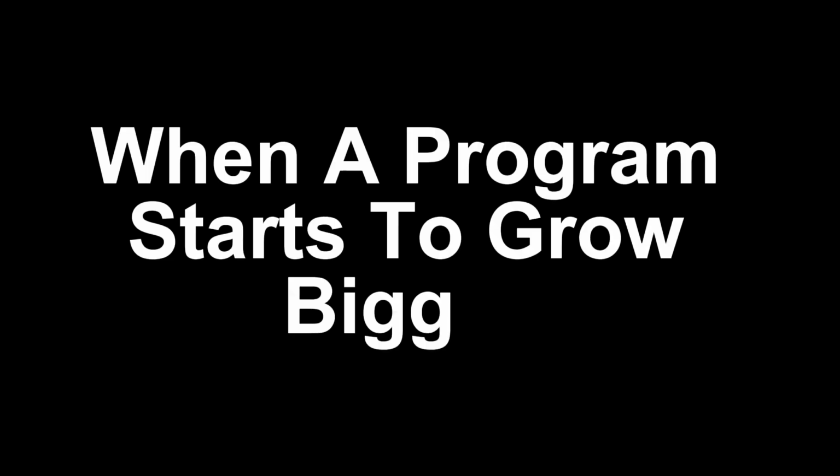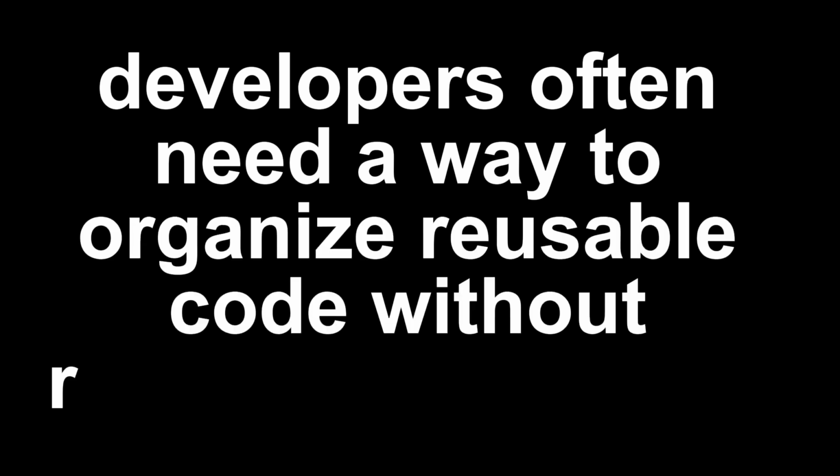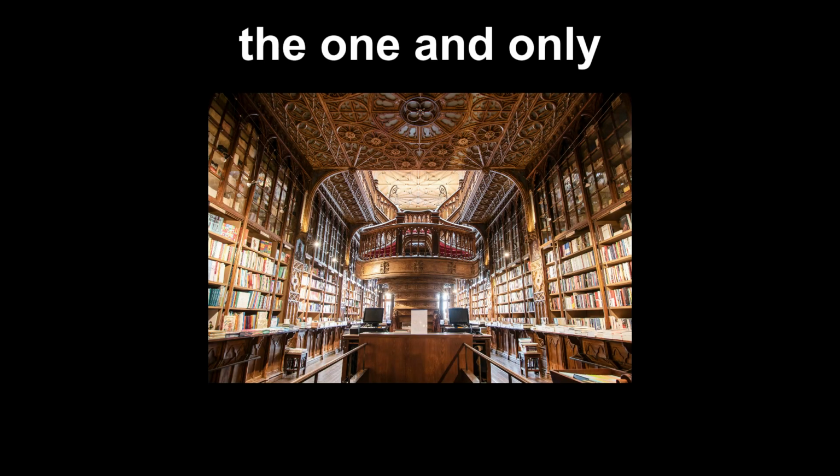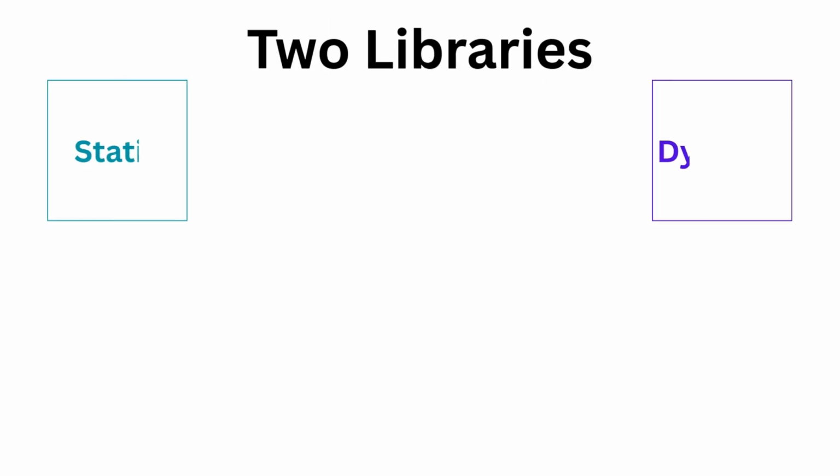This is raylib, and today I will talk about static and dynamic libraries, or rather static libraries alone in this video. When a program starts to grow bigger, developers often need a way to organize reusable code without rewriting everything. For that, we use libraries. There are two types of libraries: static library and dynamic or shared library.